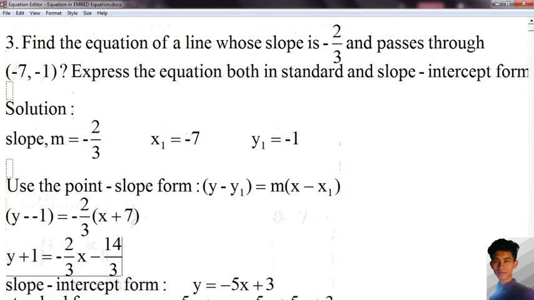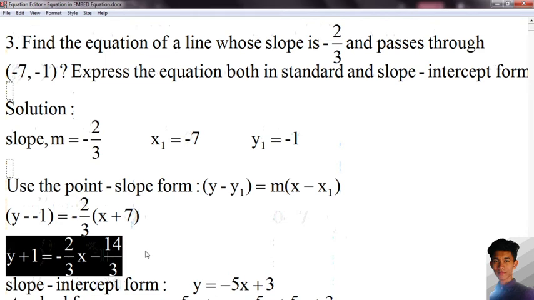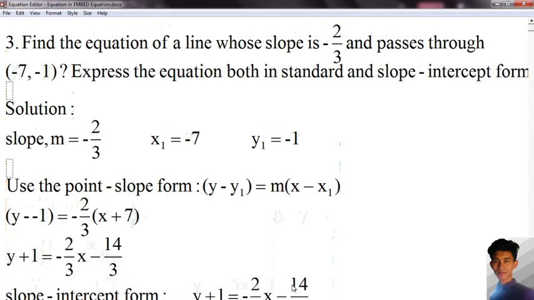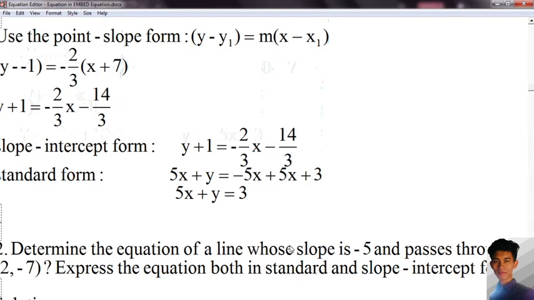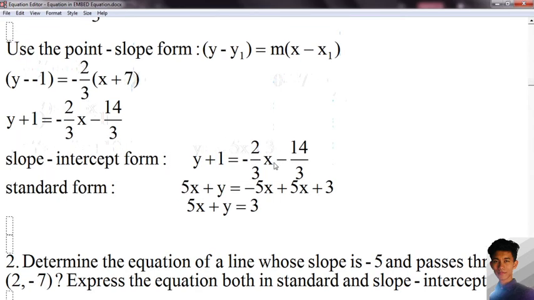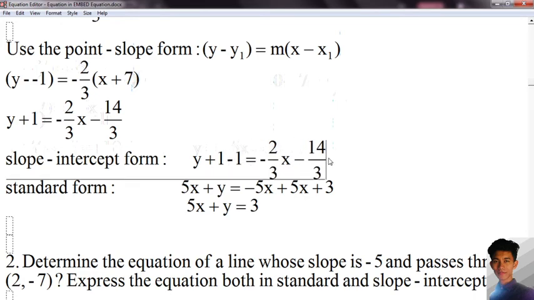So, let's express this in slope-intercept form. Okay. So, expressing this in slope-intercept form, ito yung makukuha natin, no? We have this positive 1, no? So, mag-minus tayo ng 1 dyan, and then mag-minus 1 din tayo sa kabila. Okay? So, makakancel na tong part na to. So, y na lang matitira.